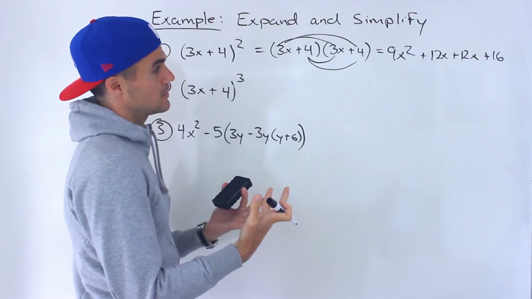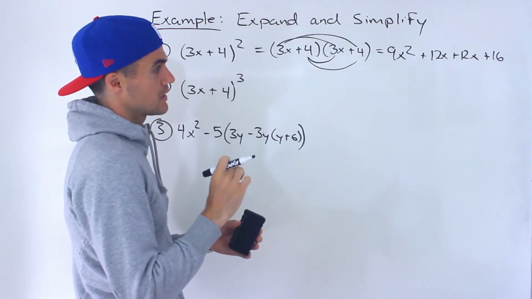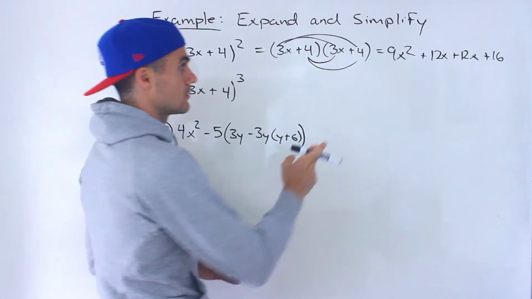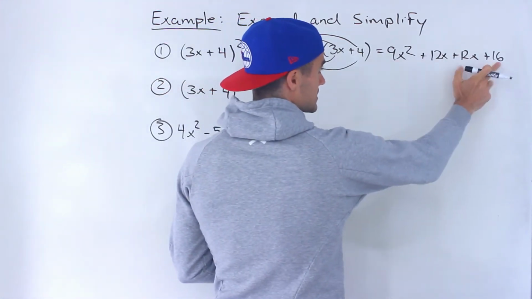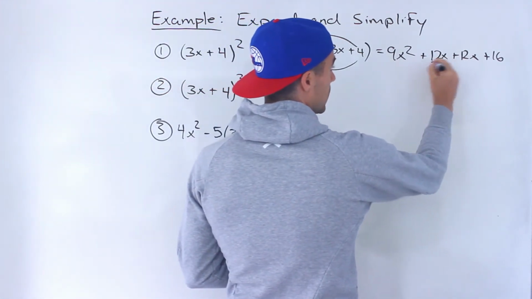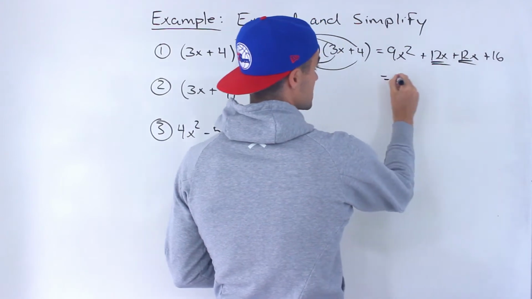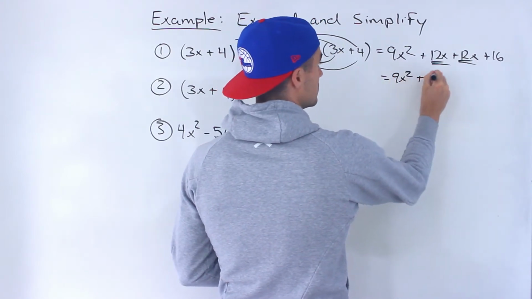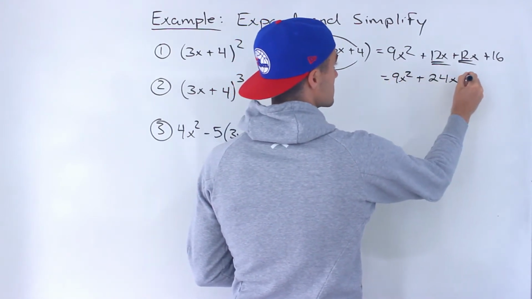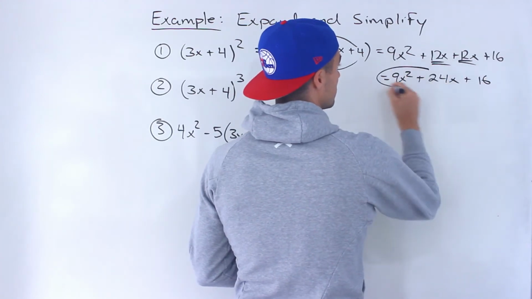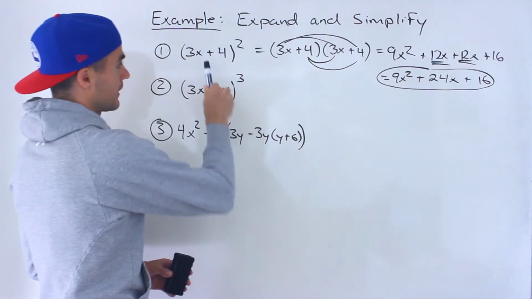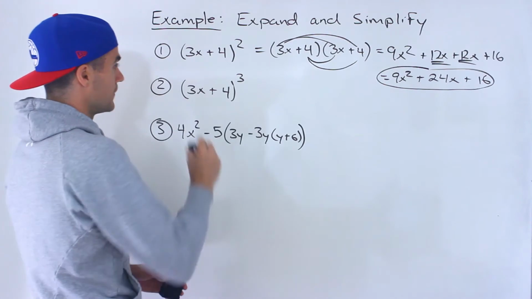And then to simplify, you basically want to look for like terms and then net them out. Notice the 9x squared and the 16 have no like terms, but the 12x plus 12x we can simplify to 24x, and then we'll have the 16. So that ends up being the final answer for number 1.